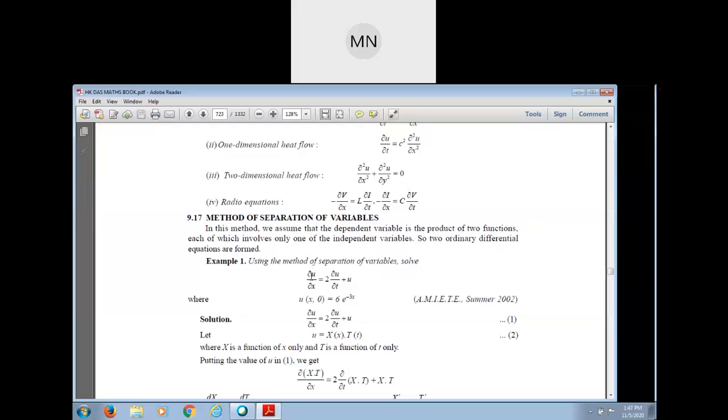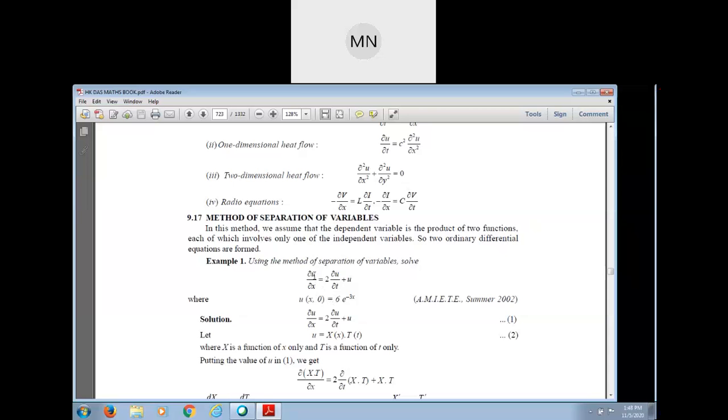Del means what? Del is the partial differentiation. Del indicates the partial differentiation. But I am asking about variables. Del X is not a variable. Del is an operation, partial differentiation. But I am asking about variables. Here the variables are X, T and U. Here there are three variables, which are X, T and U. Now you have to choose which are dependent or independent.